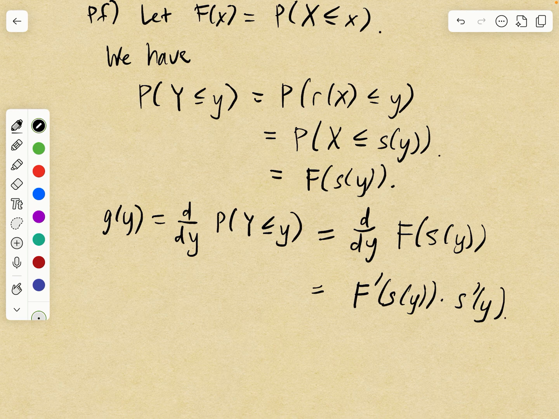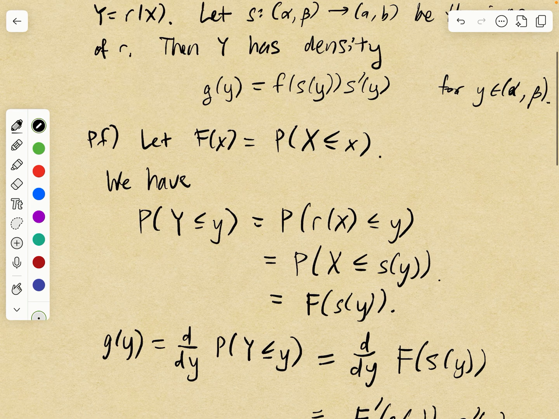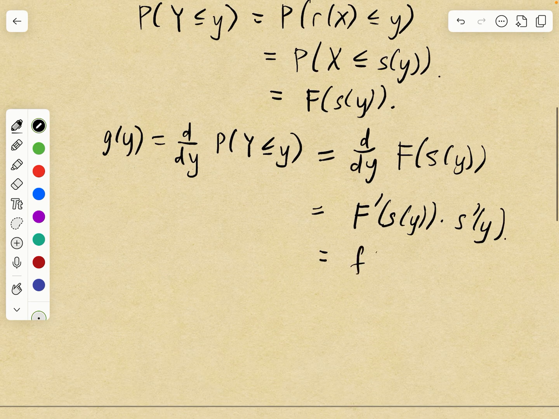And so capital F was the probability that capital X was less than or equal to x, so then the derivative is just little f, right? So this is going to be little f of s of y times s prime of y. And that's the proof.